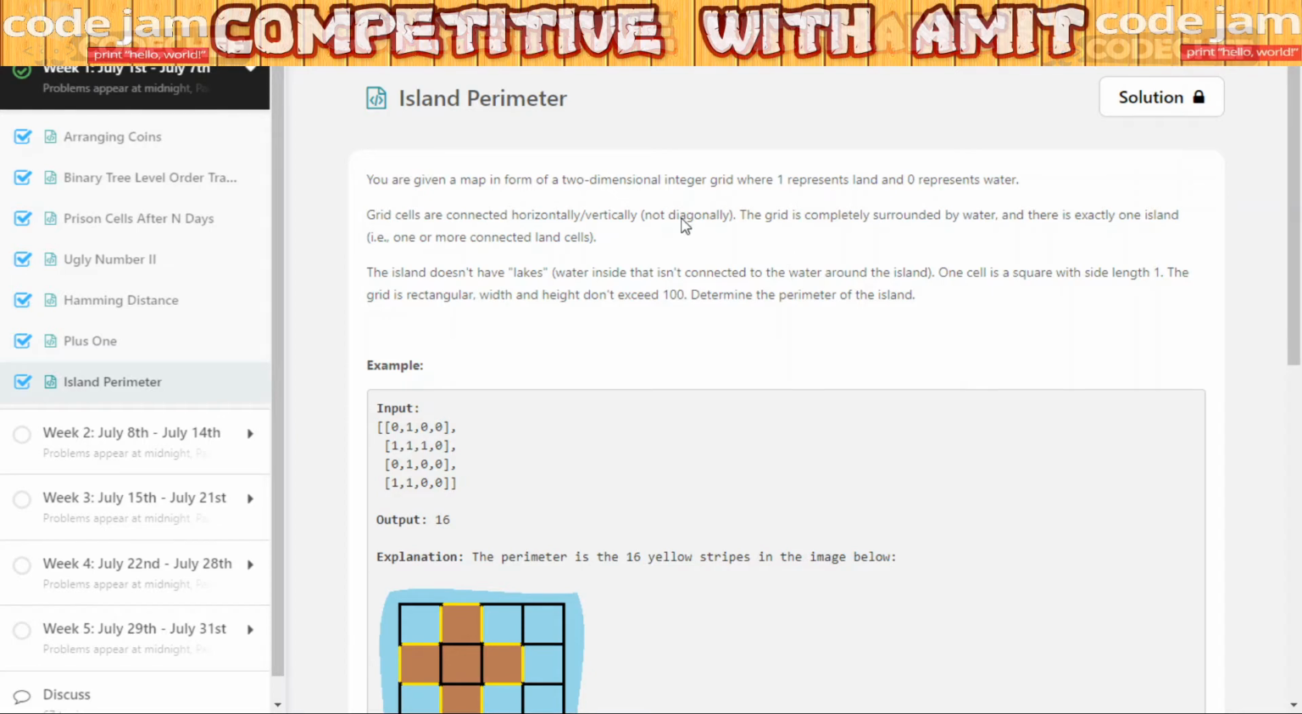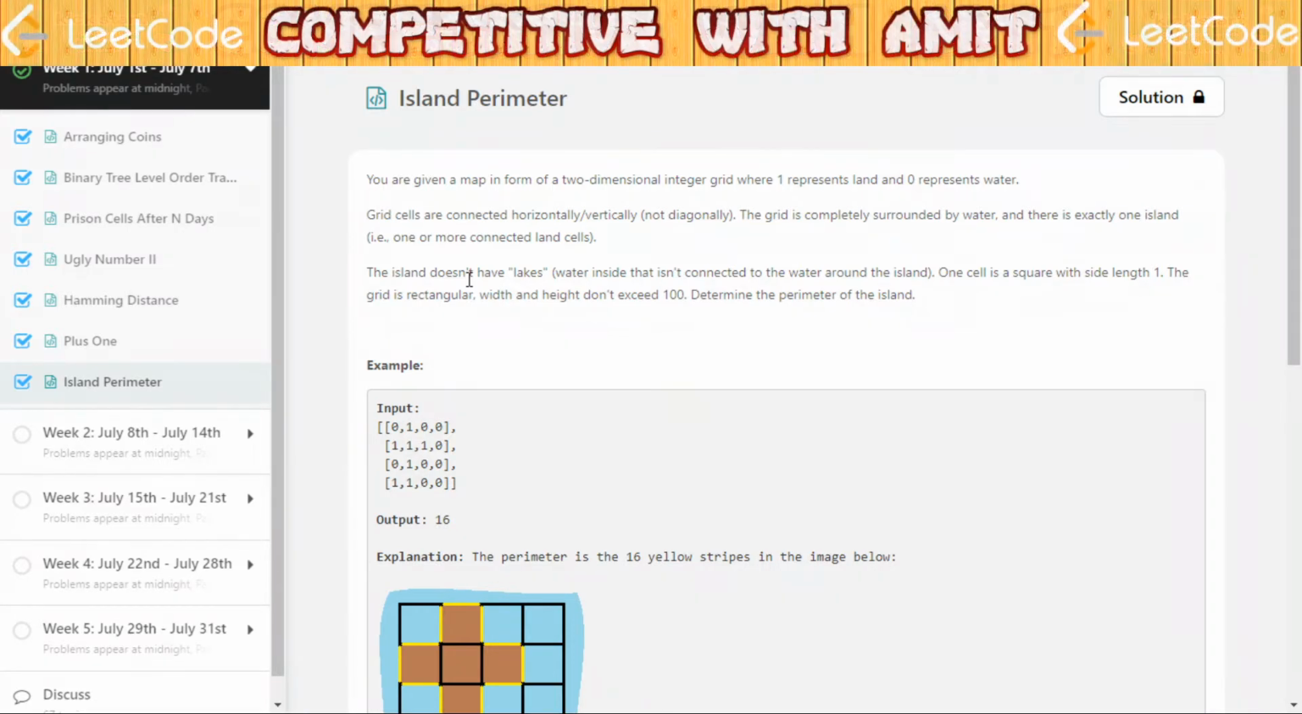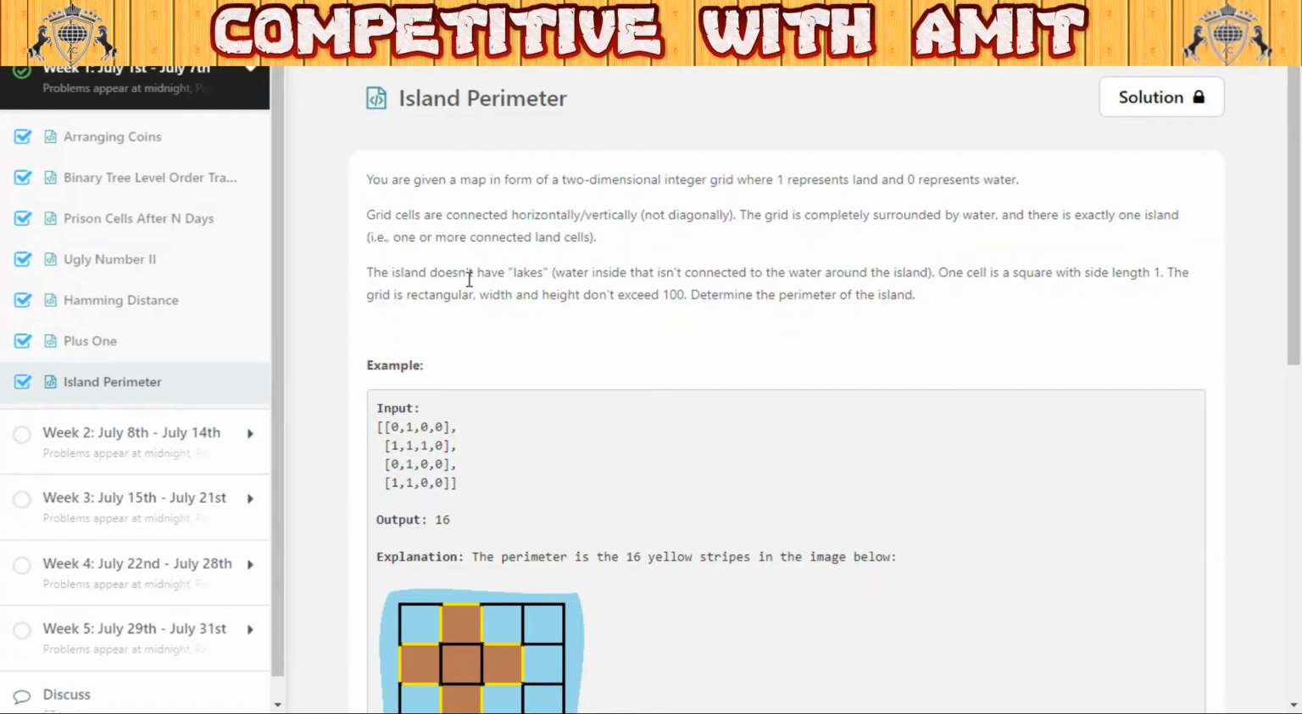So what we have to do: we are given a 2D array which is a map in which 0 indicates the water and 1 indicates the land. Now we have to find the perimeter of the land. Now how will we find the perimeter?